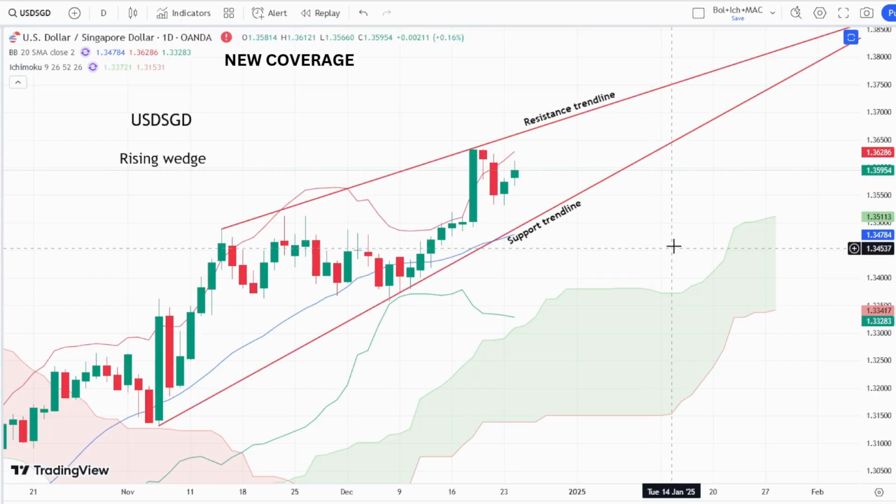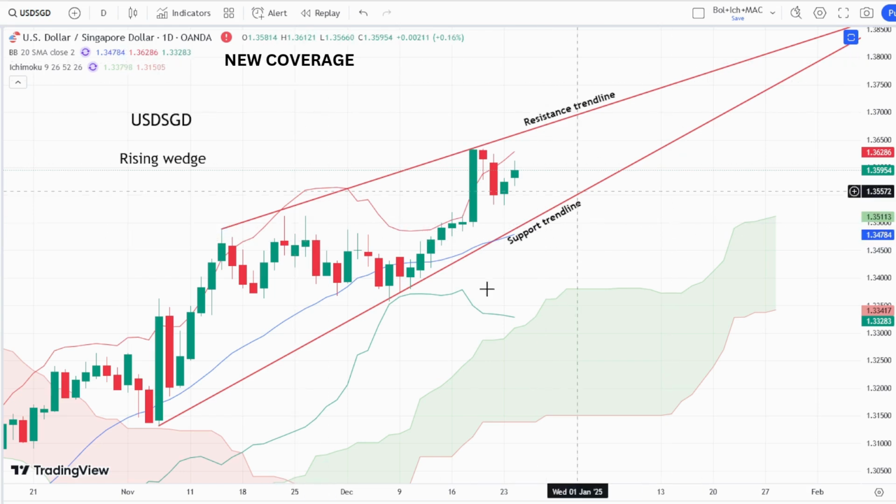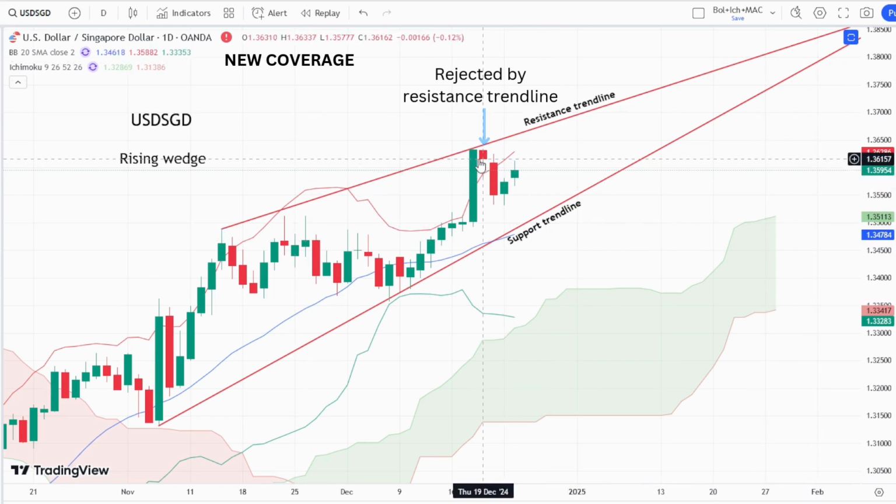The bearish potential in DXY coincides with the bearish potential in the dollar against the Singapore dollar. We call it dollar Sing. This cross is also forming a rising wedge, a bearish pattern. Price action just got rejected by the resistance trendline, but as said, we need a breakdown below the support trendline to confirm a bearish outlook.